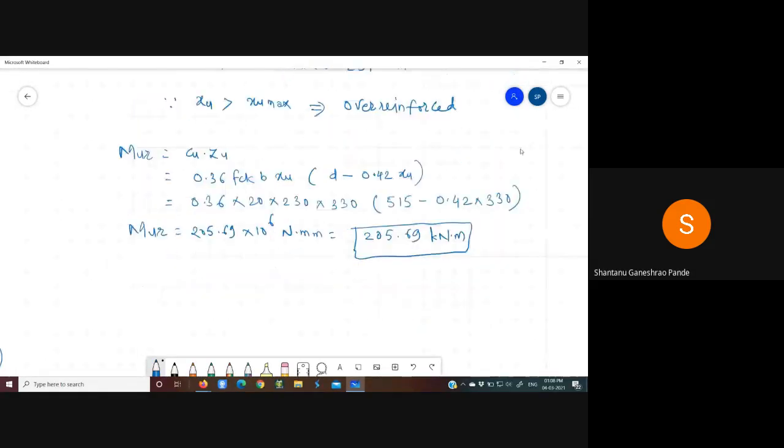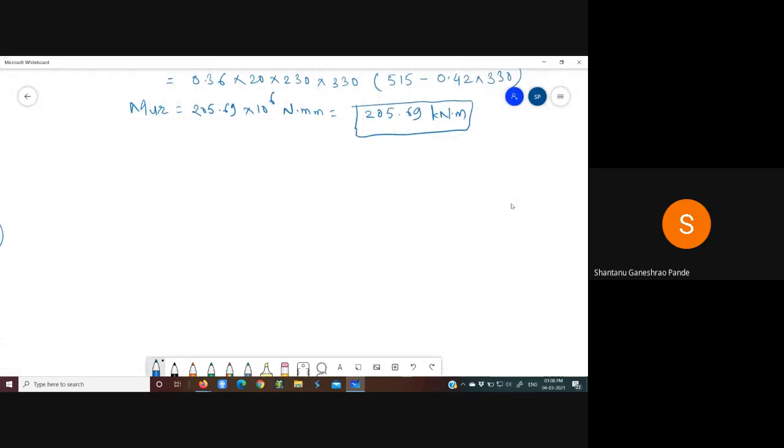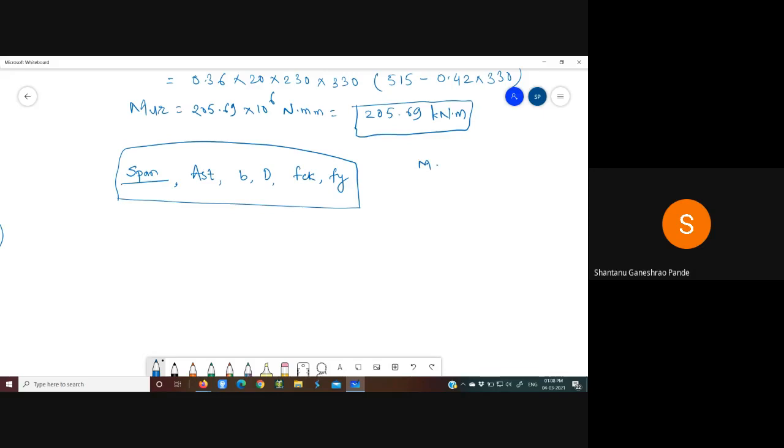So in this, the given data will be span of beam, span will be given, then Ast will be defined, b will be given, d will be given. Either you have to assume clear cover or effective cover will be given to you, and grades will be defined, Fck and Fy. Now actually when you are designing it for any practical case or field application, you can assume Fck and Fy. So minimum grade of concrete to be used is M20 according to IS 456.